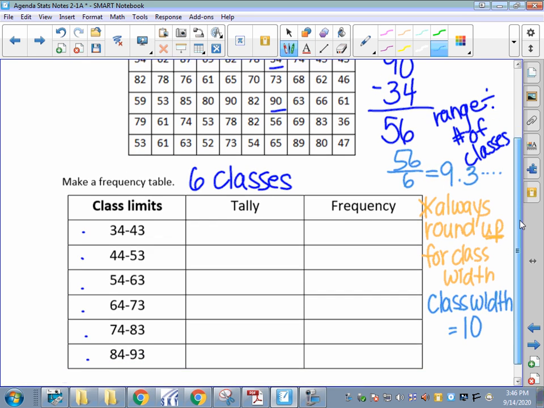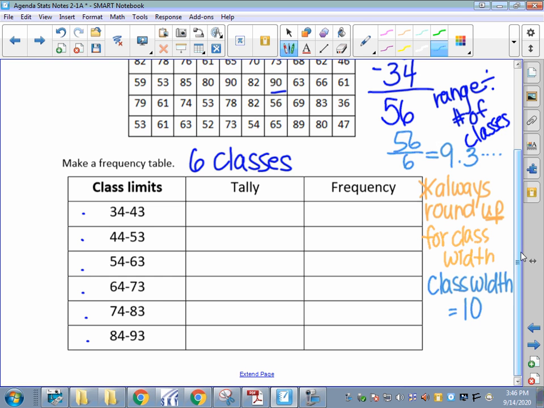Notice my classes are already filled out for you. I just wanted you to see them. When I go from the lower limit to the next lower limit, that is a class width of 10. So lower limit to next lower limit, 10. So your class width won't be the actual class. 34 to 43 feels like 9 to me, but when I go from one class to the next, it's always 10 higher, or whatever your class width is. That is a tricky thing. Please watch out for that.